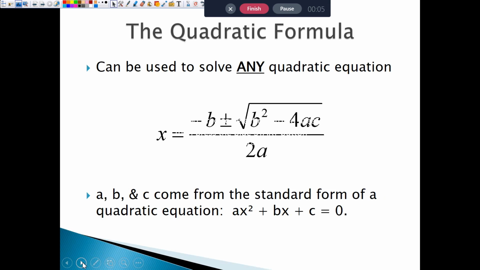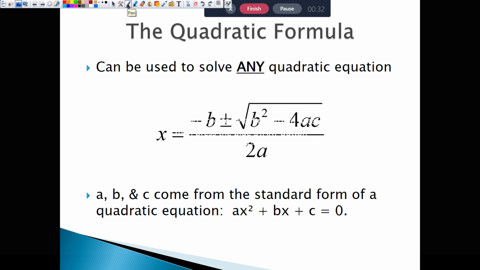So the quadratic formula can be used to solve any quadratic equation. This equation is x equals negative b plus or minus the square root of b squared minus 4ac all over 2a. A, b, and c come from the standard form of a quadratic equation, ax squared plus bx plus c equals 0.